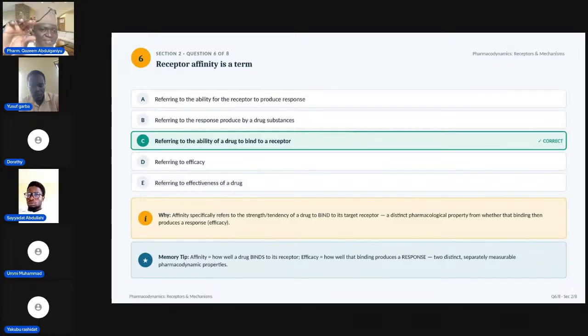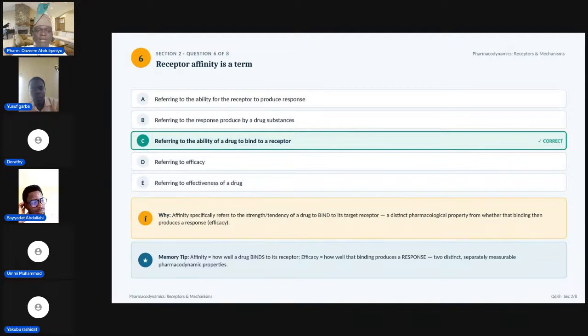I want you to note that, because if I am the one asking, I would write receptor efficacy is a term. I will now say that it refers to whether that binding produces a response. Simple. So the answer is referring to the ability of a drug to bind to a receptor. The drug has the ability to bind to that receptor. It has. But to give us the results, how much of a result will it give us? This one will give us 10%, and that one will give us 20%, another one will give us 80%. So the drug that gives 80% is more efficacious. Efficacy is 80%. But all of them have the same affinity. Does it make sense?